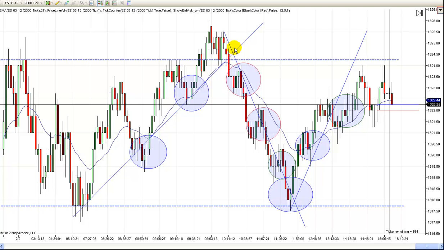There was nothing wrong with it if you wanted to be aggressive, but the better setup came when we pulled back and retested this breakout area and went lower again. And because you turned higher here first and then went lower, you would have gone short right there.